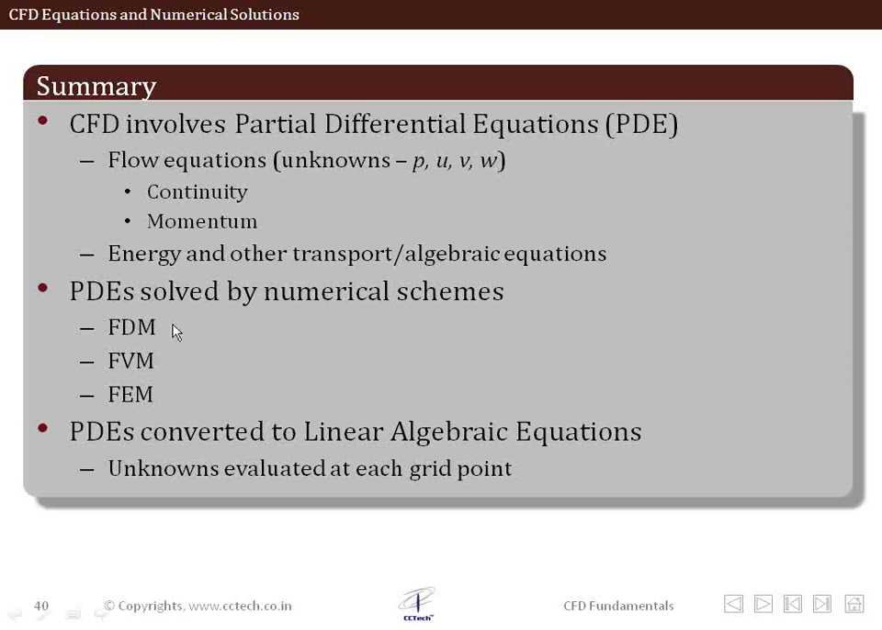But all these schemes try to convert your flow equations in the partial differential form into linear algebraic equations, and they try to solve for each of the unknowns that you have. In the case of flow equations, these are pressure, U, V, and W. We try to obtain this P at all the different grid points by writing algebraic equations at all these points, and we try to solve them simultaneously. And the unknowns are evaluated at each grid point by solving these equations simultaneously. That's how the numerical scheme works.